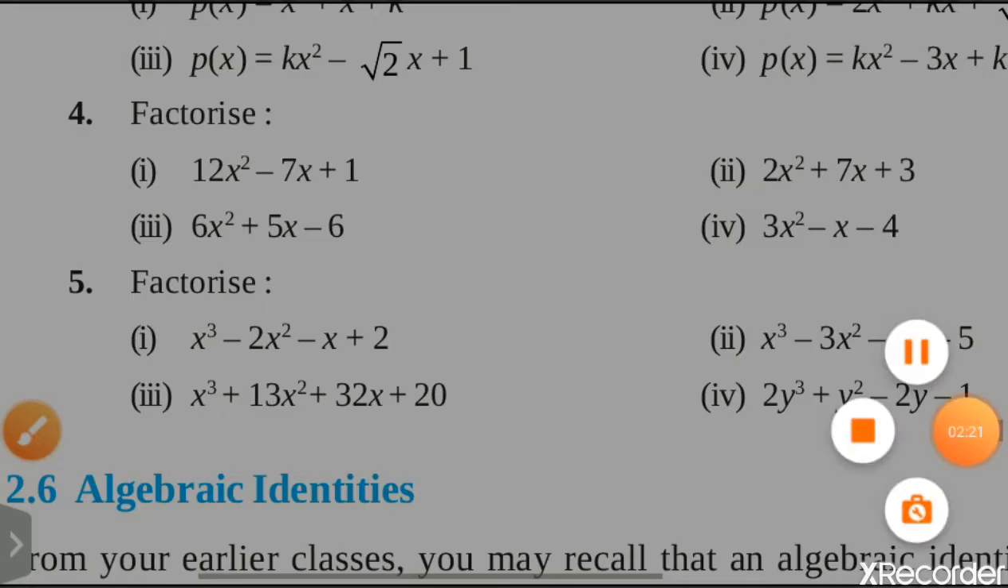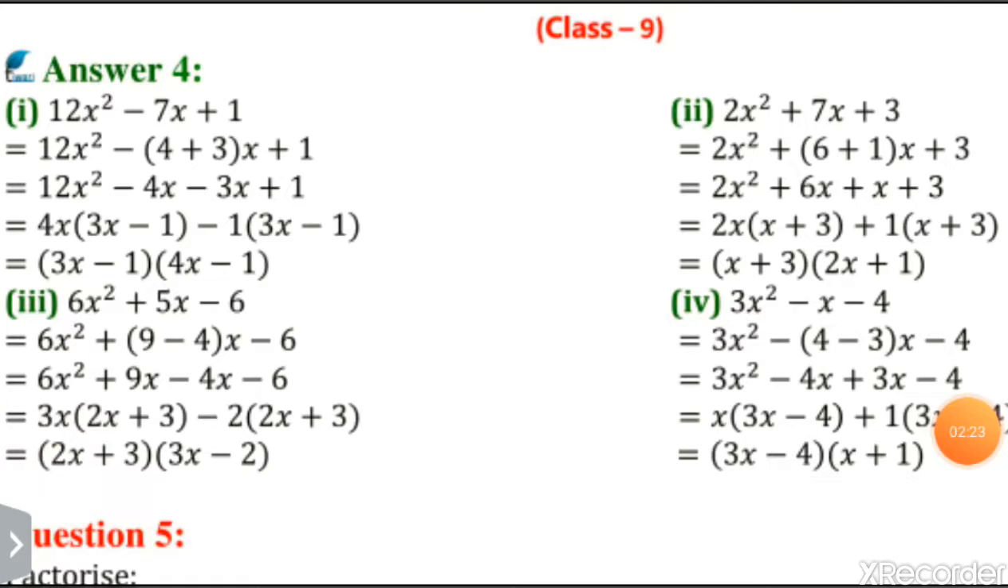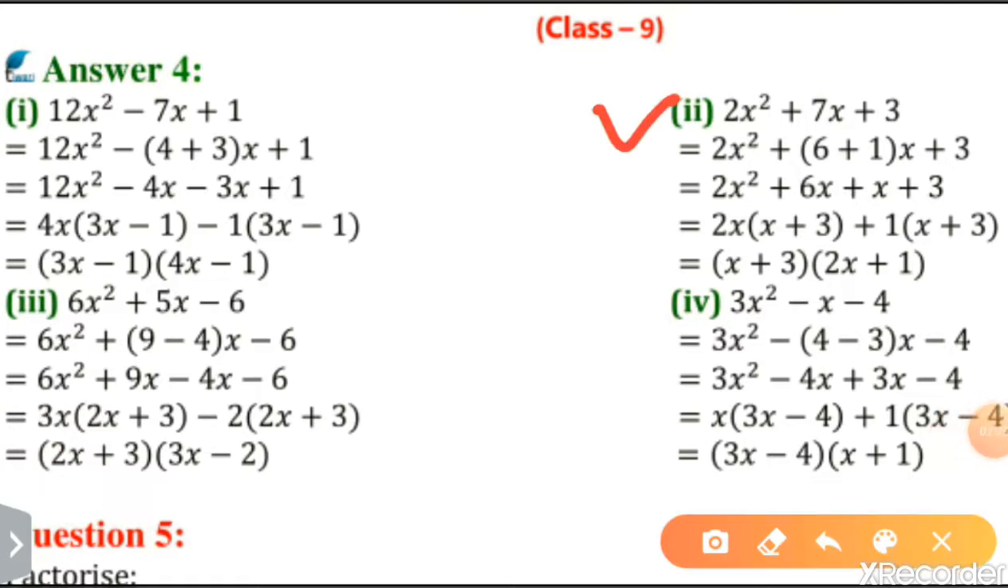See, I will explain. Similarly, in question number 2, we have 2x square plus 7x plus 3. So 2 times 3 is 6, and we will take the factors of 6 in such a way that the sum becomes 7. These are 6 and 1. So in place of 7 we will write 6 plus 1. You can see that I have written 6 plus 1, it is already solved there. Now we will multiply x inside, so it will be 6x and x plus 3.